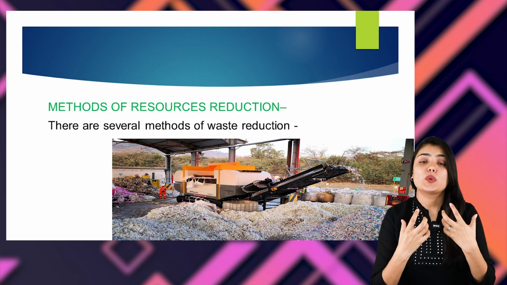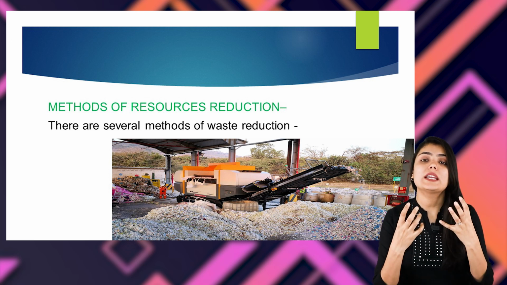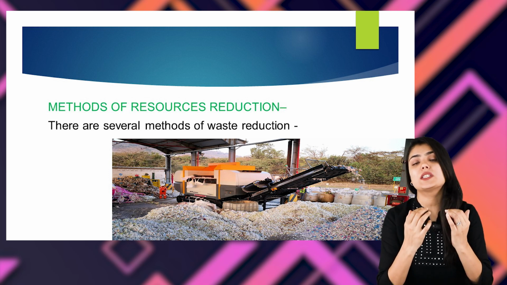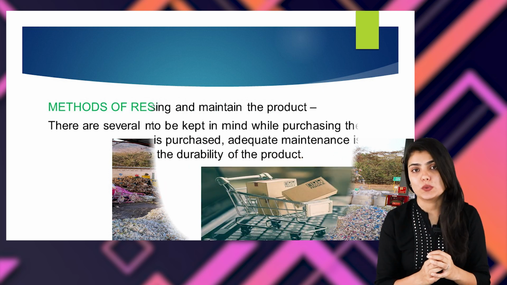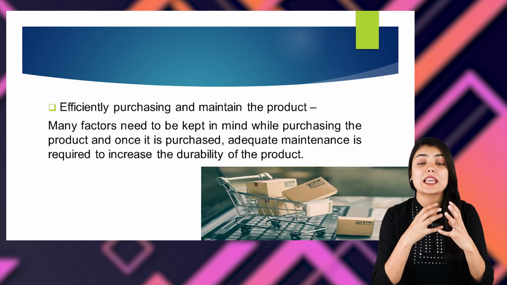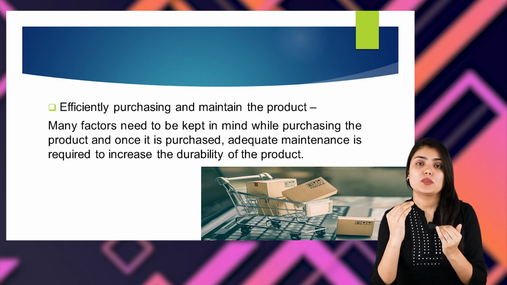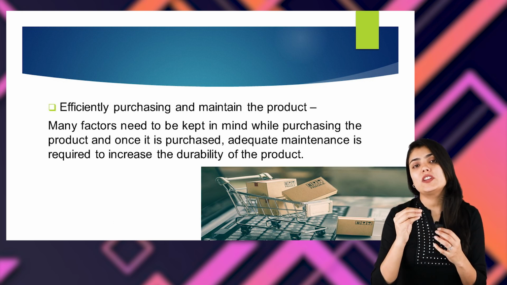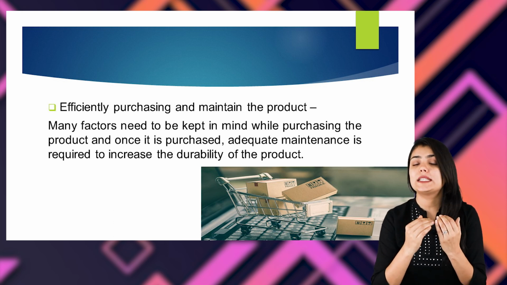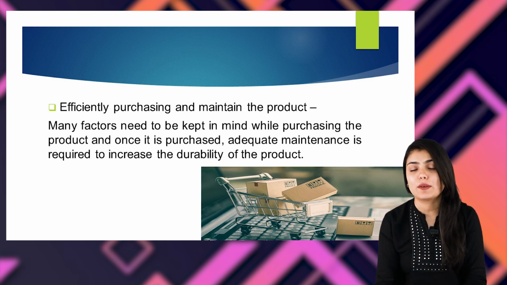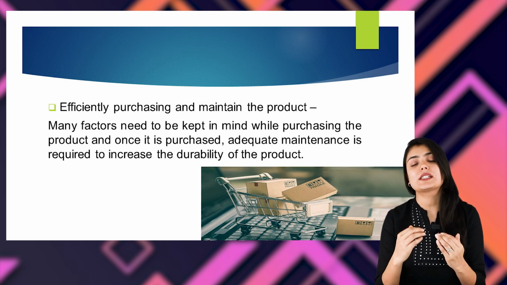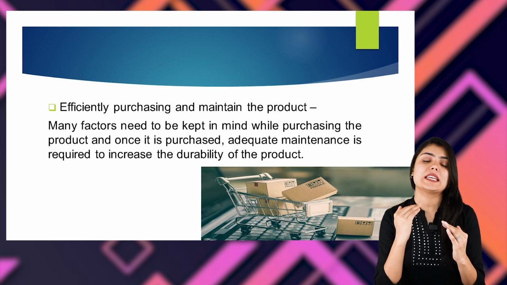I hope you've understood what is volume reduction method, what is incineration, what is shredding, and also pyrolysis. As human beings, as we are the ones who produce the waste, what can we do in order to decrease the volume of the waste that we produce? The very first thing that we can do is efficiently purchasing and maintaining the product. So in order to reduce the amount of waste that we are producing, we have to efficiently purchase the product and maintain the product as long as the product can be used. Instead of wasting the product, instead of throwing away the product, it has to be maintained properly.